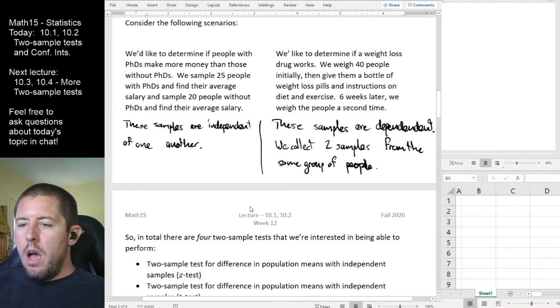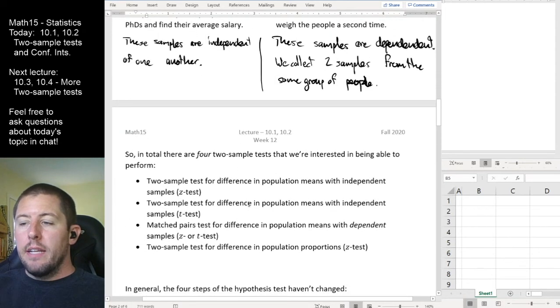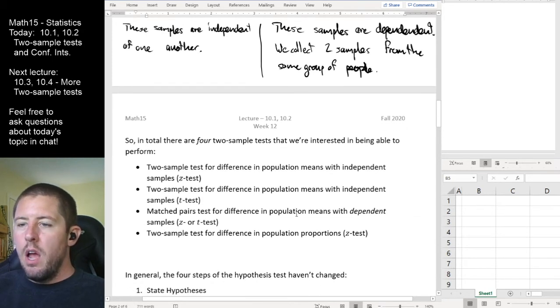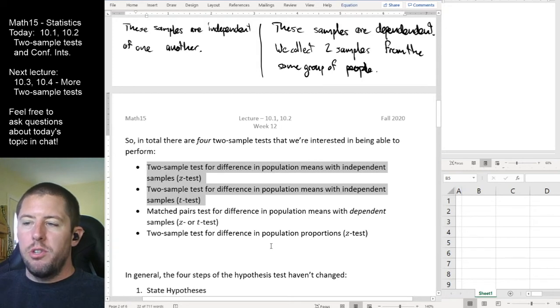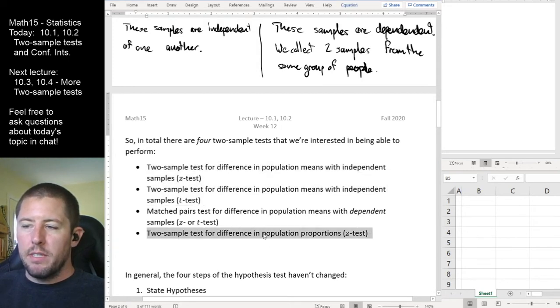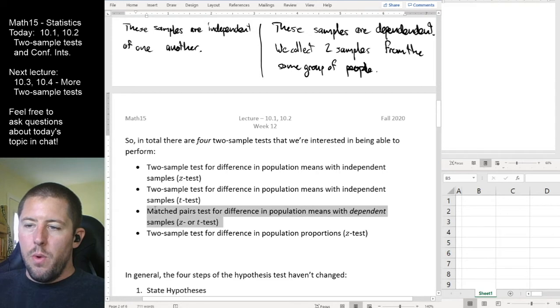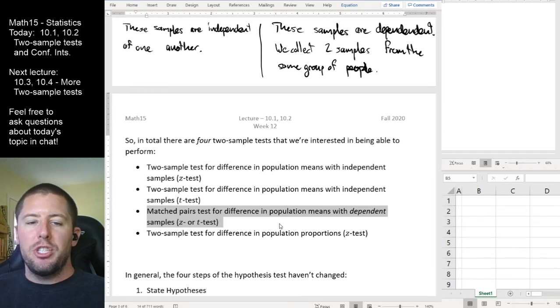All right. So what that means to us is that in total there are 4 different two-sample tests that we're interested in being able to perform associated with this week's content. We've got the 3 that we have seen before, our two-sample tests for means and our two-sample tests for proportions. But the one new one that we have now is if our samples are dependent on one another, then we will perform what is referred to as a matched pairs test.